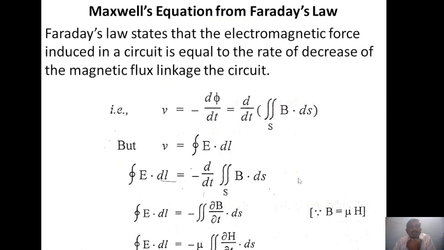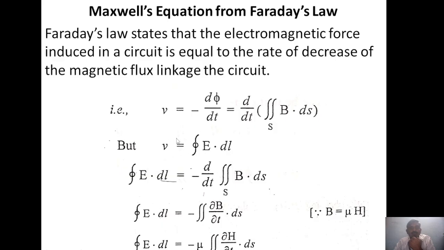So next we have to move to Faraday's law, from which we derive the same Maxwell's equation. Faraday's law states that the electromotive force induced in a circuit is equal to the rate of decrease of magnetic flux linking the circuit. So we can write V is equal to minus dou phi by dou t. Phi we can write as the surface integral of B dot ds. Therefore V is equal to the closed integral of E dot dl.